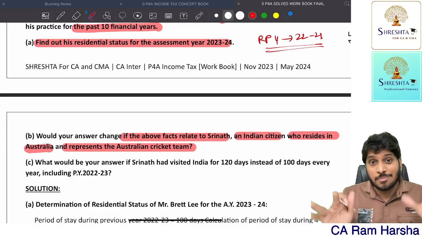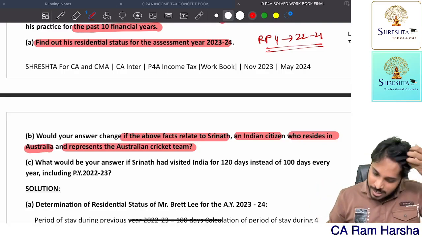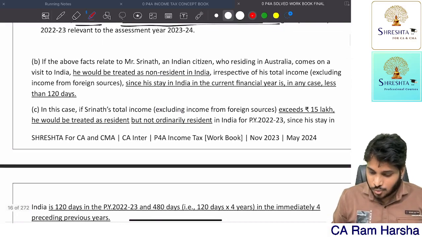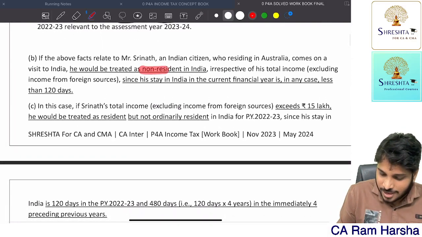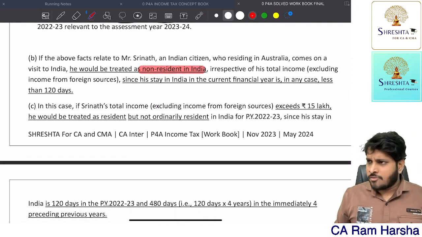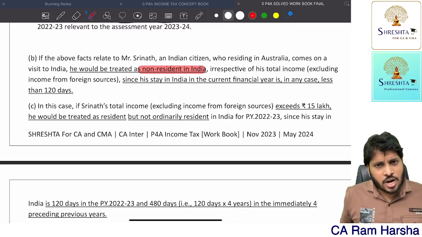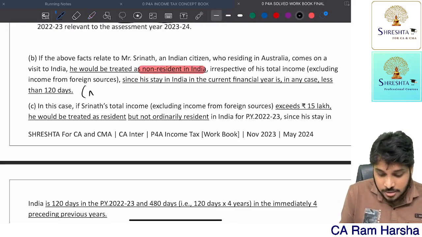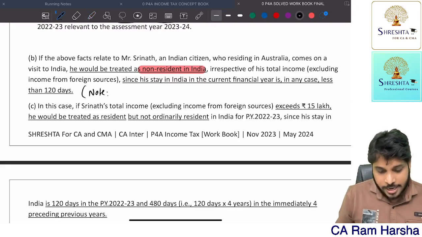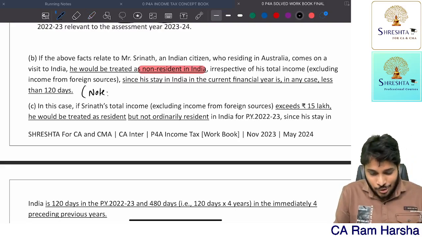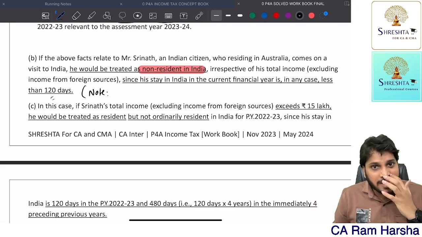B2 condition does not apply. Yes or no? If B2 condition does not apply, straight away Srinath is what? Srinath is straight away non-resident. Sir, 15 lakhs income, 120 days criteria, that is not given. No. So mention in the note. Assume that anyhow he is less than 120 days. So no need to even bother about that 120 days logic.